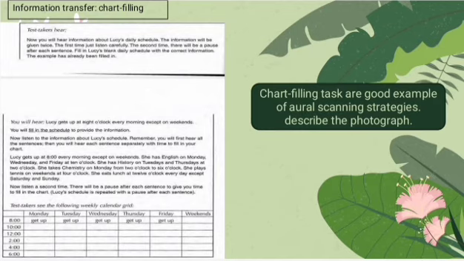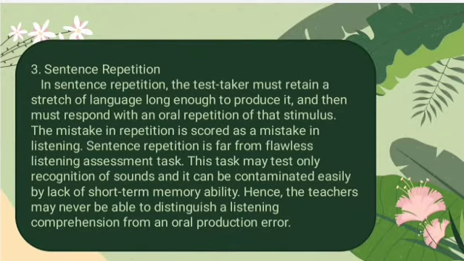In example one, there is a chart or table, and then they will fill in the correct answer in the chart. Okay, the last is sentence repetition. It is one of the types of designing assessment tasks in selective listening. In sentence repetition, the test taker must retain a stretch of language long enough to produce it, and then must respond with the oral repetition of the stimulus.